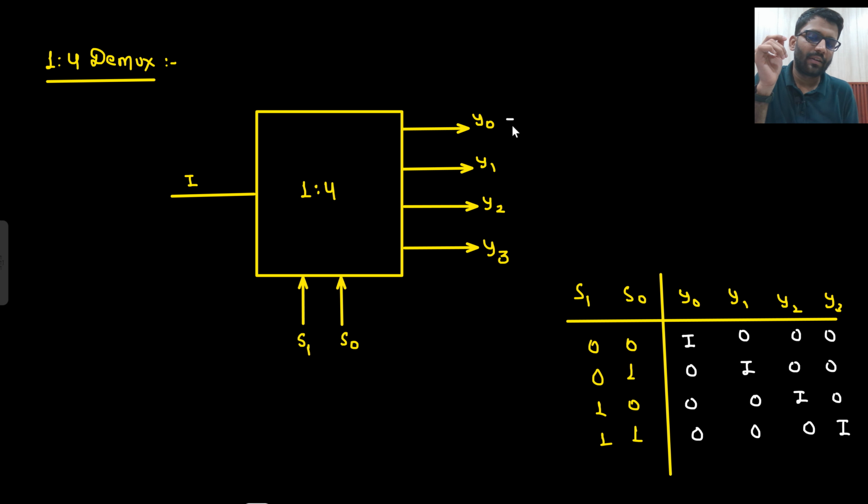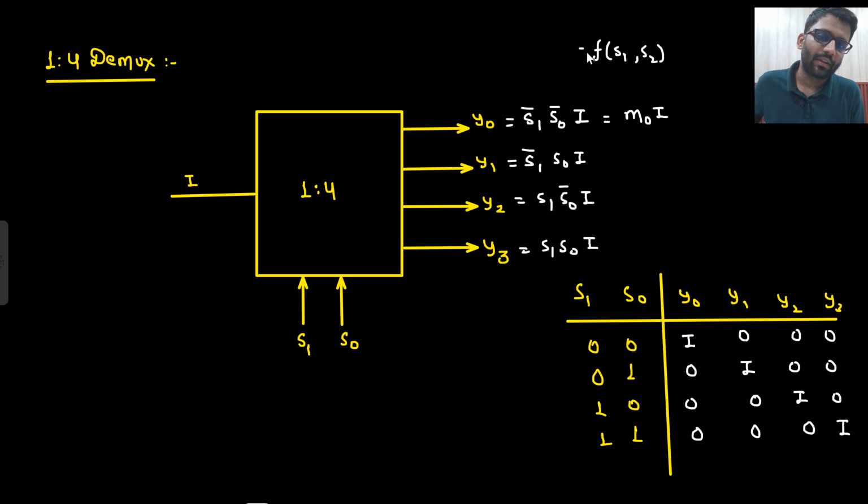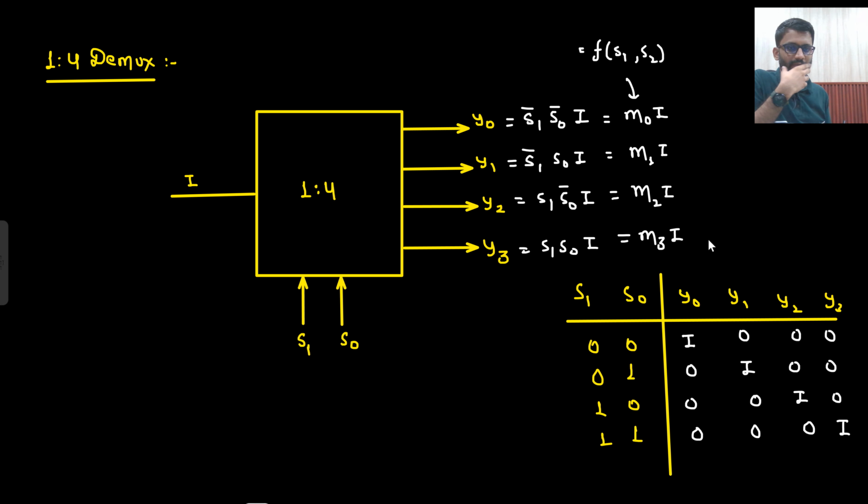So how can Y0 be written? If S1 is not there and S0 is not there, then information will be transferred. If S1 is not there but S0 is there, then information will be transferred. If S1 is there, S0 is not there, then information will be transferred. If both S1 and S0 are there, then information will be transferred. Can I write this as M0 I if my function is of S1, S0? If something is a function of S1 and S0, then I can write M0 I. This I can write as M1 I, this as M2 I, and this as M3 I. Say yes or no, right?